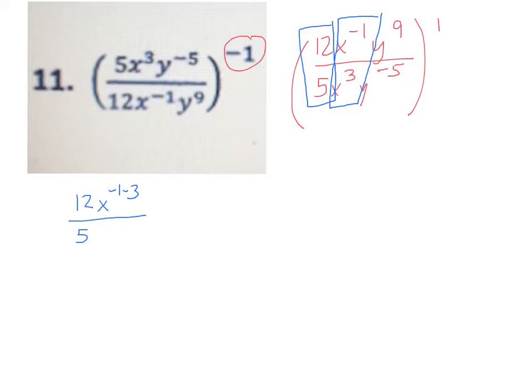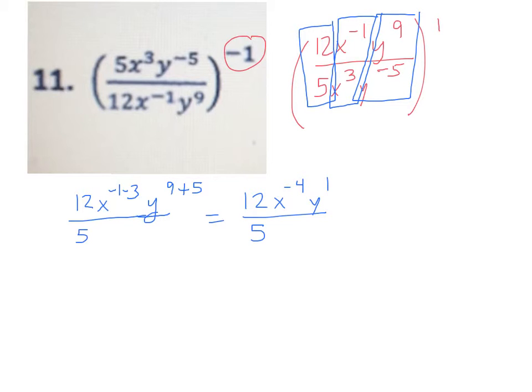And I'm going to do the same thing with my y's. Keep my base, which is my y, subtract your exponents: 9 minus a -5. Now, look what happened here. I subtracted a negative, which in turn becomes an addition problem, so it's 9 plus 5. Now, I can continue on my way. I'm still not going to do anything with the 12 or the 5. They're going to stay where they are. X is going to now have an exponent of -4. Y is going to have an exponent of 14.